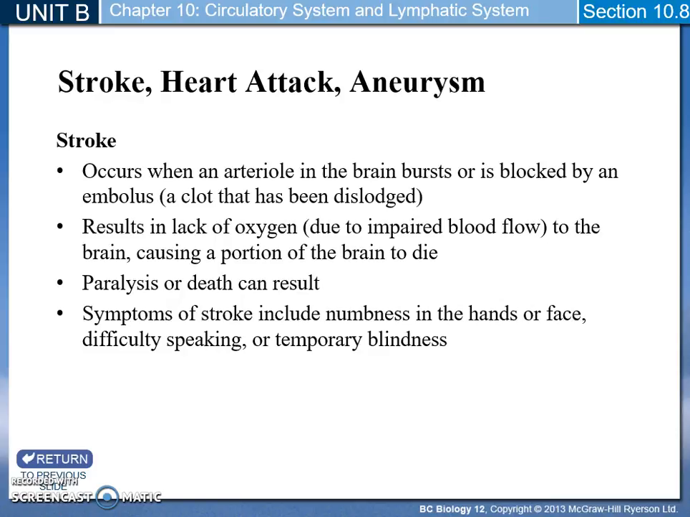So some of the common symptoms of stroke early on include numbness in the hands or face, difficulty with speaking, or temporary blindness. So if anybody ever experiences those kinds of symptoms, then one of the best things to do is to take aspirin immediately, which helps to thin the blood to a small degree, and call an ambulance, get them to the hospital as soon as possible, because they've gotten very good with clot busting drugs now, and so the sooner that those are administered, the less damage that will occur to the brain.